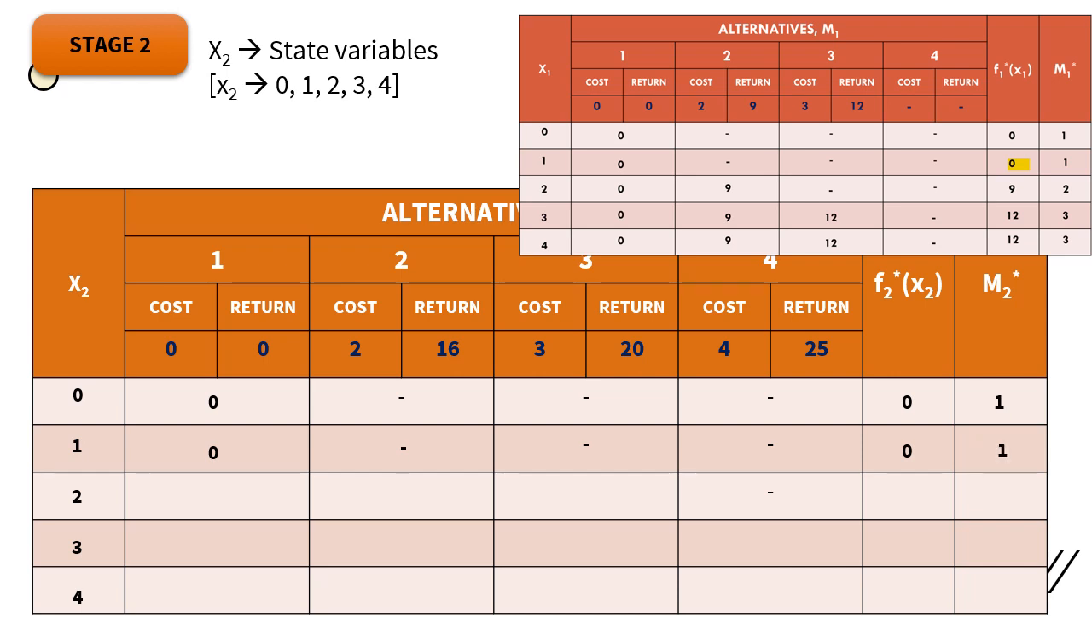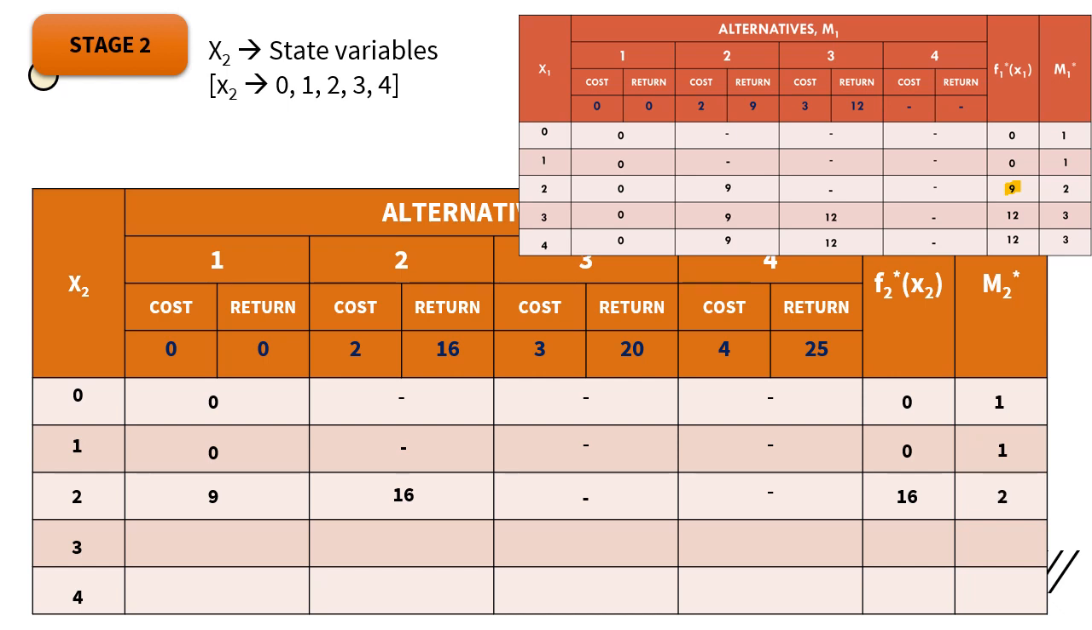So I have 2 crores. In the previous table, I can spend 2 and I will get a return of 9. So 9 will be here. If I spend here 2 crores, I will get 16 as a return. So 3 I can't spend. So the maximum is 16 and the best alternative is 2.